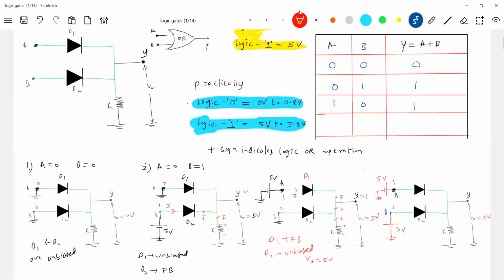How much current, how much output voltage will there be? 5 volt. So this will be logic 1. So what is the condition now? This will be 1 and this will be 1. So this is an OR operation, a logic OR operation.